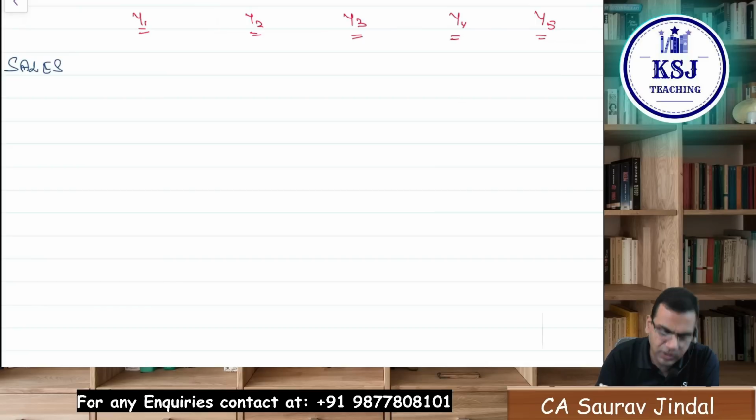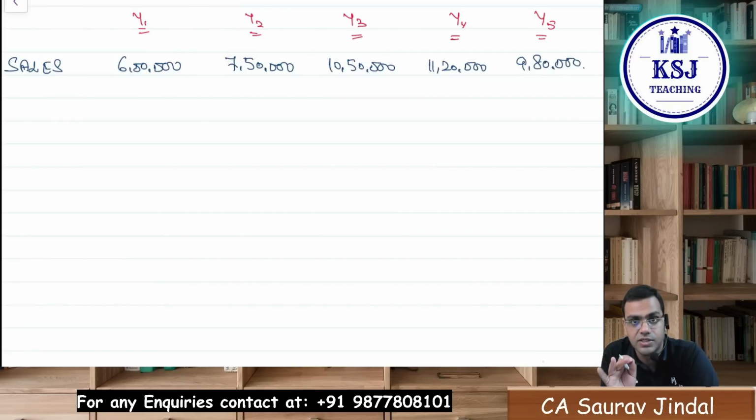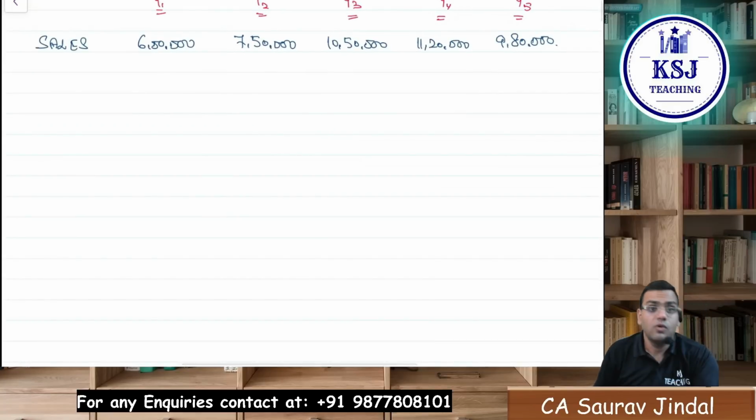I'm taking the total value now. Units multiplied by selling price. So for the first year, it is going to be 6 lakhs. Second year, it is going to be 7,50,000. Third year, 10,50,000. Fourth year, 11,20,000. And fifth year, you have 9,80,000. Now these solutions are not there in the institute suggested answers. Please note that, and you can write down the solutions. I'm giving you the complete solution of the question. Right? Sales.